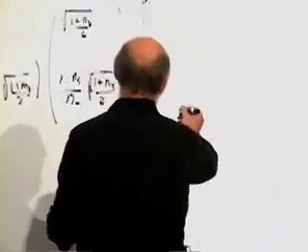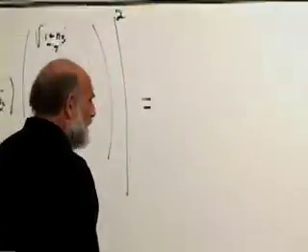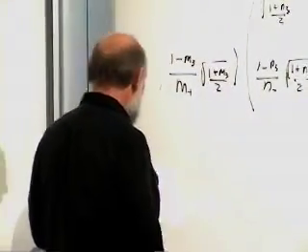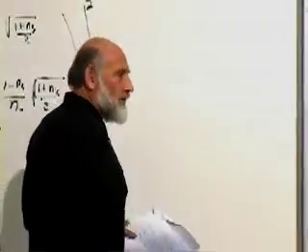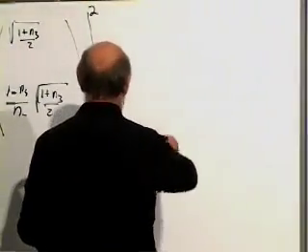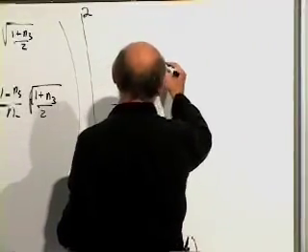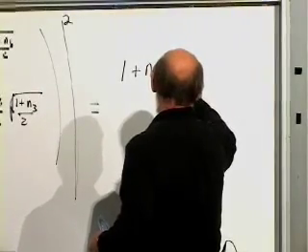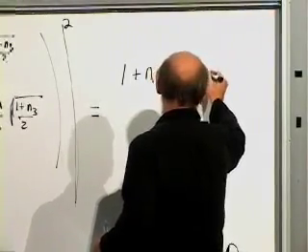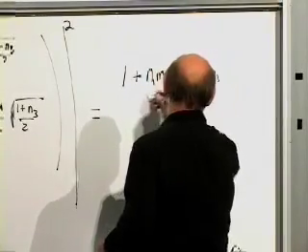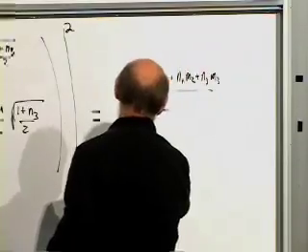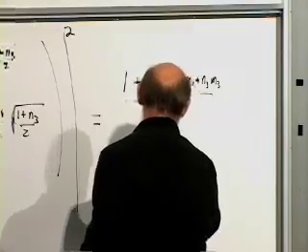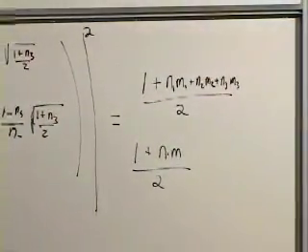I have yet to be able to find a one-line way to demonstrate the answer. I always have to go through the whole thing. I'm absolutely convinced that there's a one-line argument, but I can never find it. Anyway, the answer is 1 plus n1 m1 plus n2 m2 plus n3 m3 divided by 2, or 1 plus n dot m over 2. That's the whole answer after you're finished.